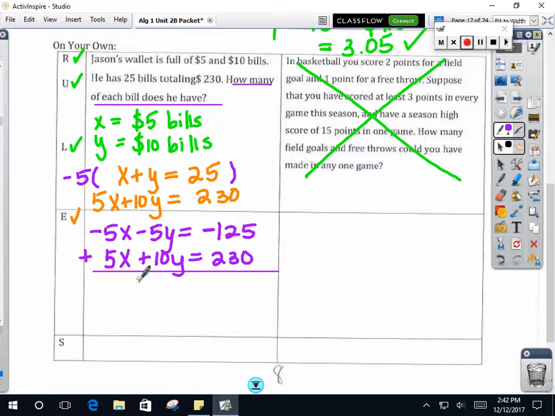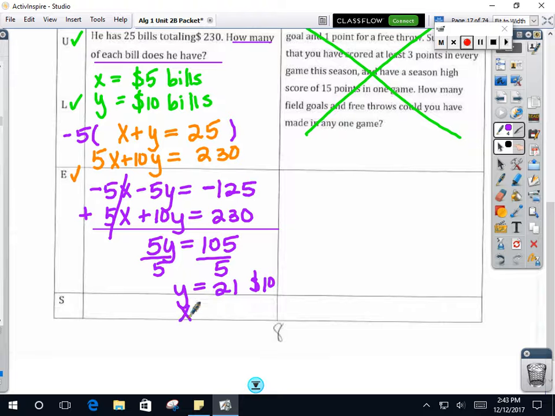Okay, now I have -5x plus 5x, which eliminates. -5y plus 10y becomes 5y. And -125 plus 230 becomes... okay, now what do I do? Okay, that's 21 what? $10 bills, right? So if we have 21 $10 bills, how many $5 bills were there? 4. And how do we know that? Right, he had 25 bills.